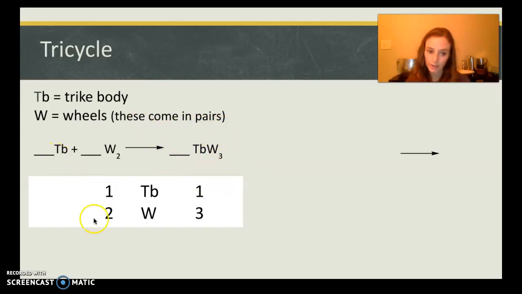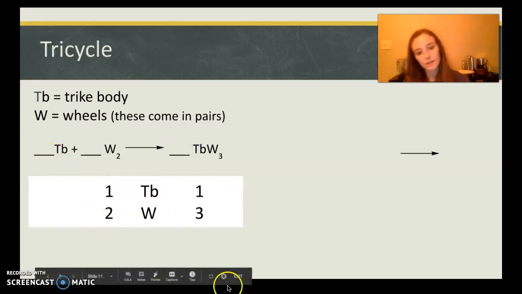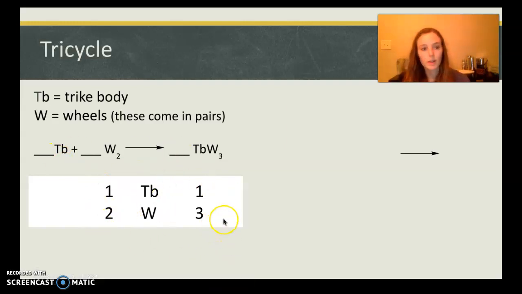So I have 1 trike body, 2 wheels on this side. This side I have 1 trike body and 3 wheels. So I go to the store, I'm like, well, in order to get at least 3 wheels, I'm going to have to get at least 2 sets of wheels. But that might not be the correct way to do it, so I'm thinking through it. Okay, well, if I get 3 sets of wheels, then I'll have 6 wheels total. Then I will be able to have 2 tricycles.